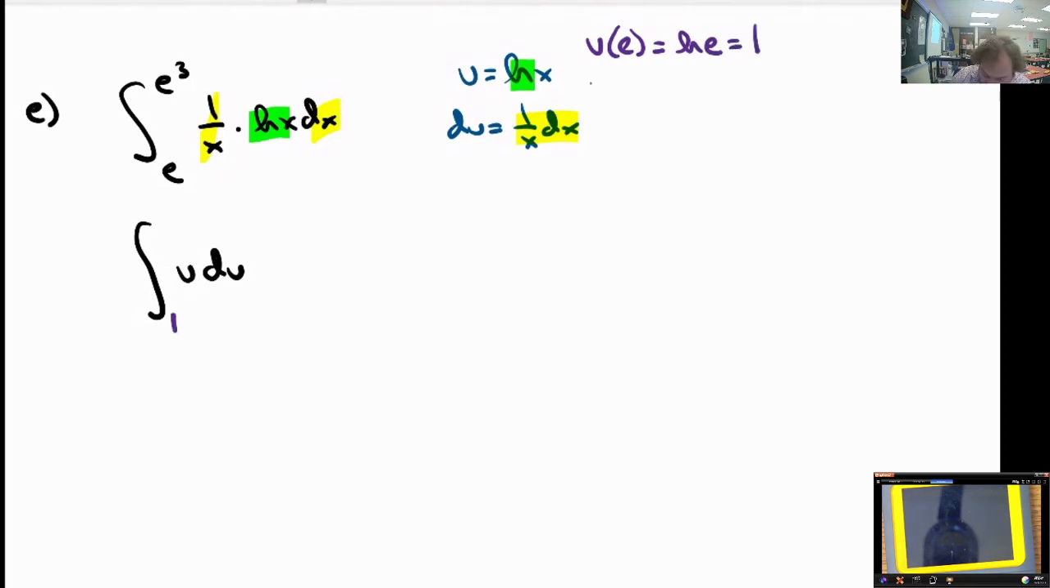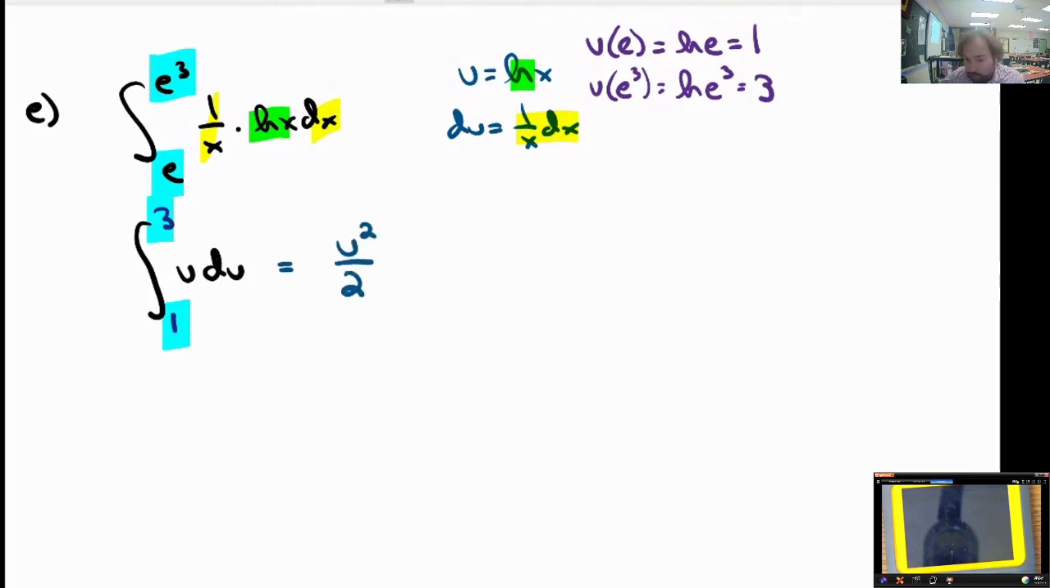We also need to think about what is u of e to the third power. That is the natural log of e to the third power, and that is 3. So I'm going to put a 3 up there. So our boundaries need to change. They used to be e to the third, and now they're 1 to 3. Which is still a pretty easy integral to evaluate, because the antiderivative of u is just u squared over 2.